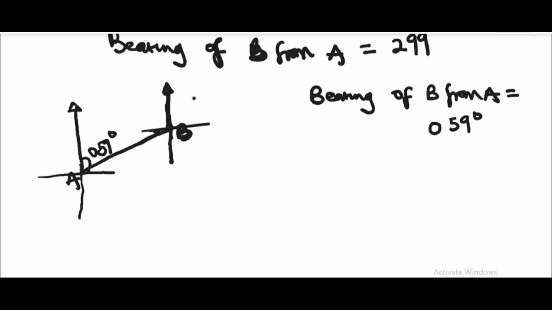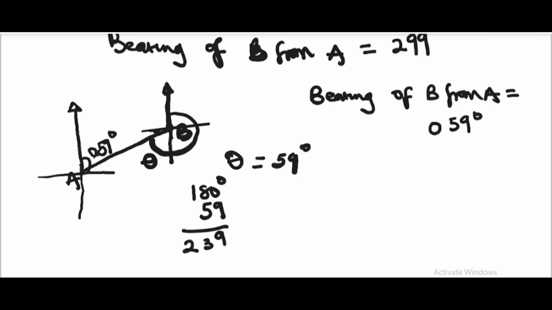Reason is alternate angles. If that is the case, remember from here to here is 180. So I will have 180 plus 59, and that will be 239. Therefore, the bearing of A from B is equal to 239 degrees. Did you see that?